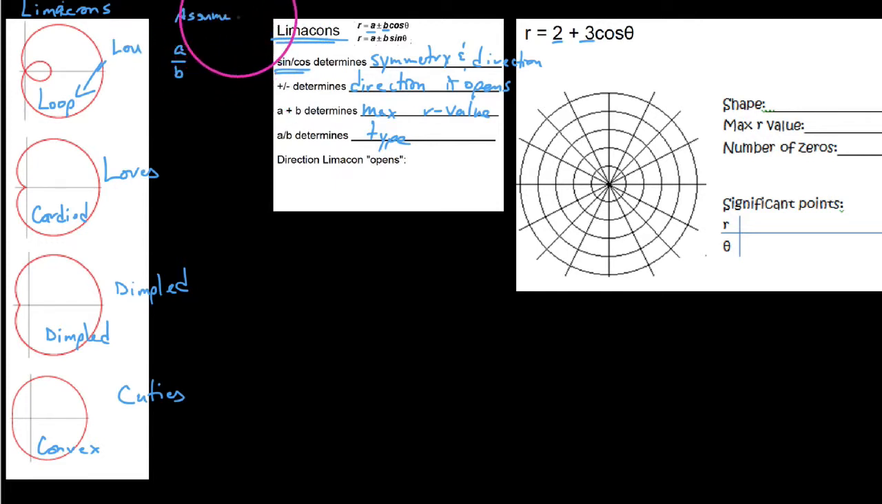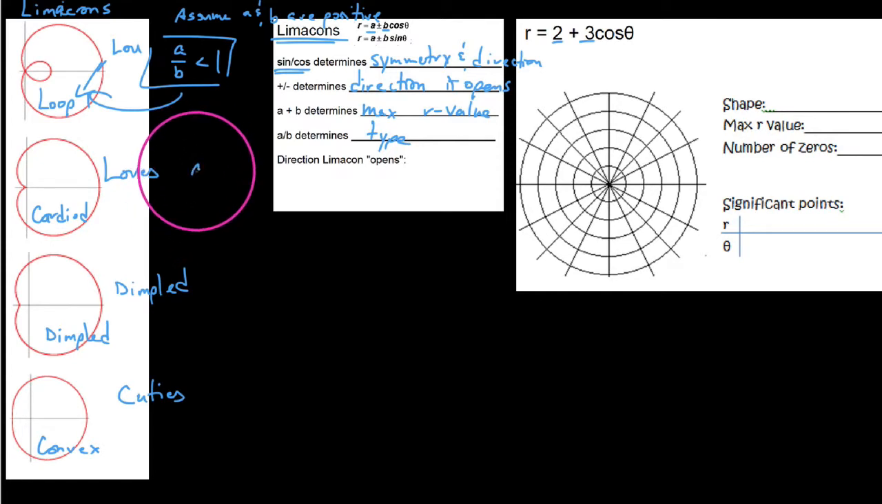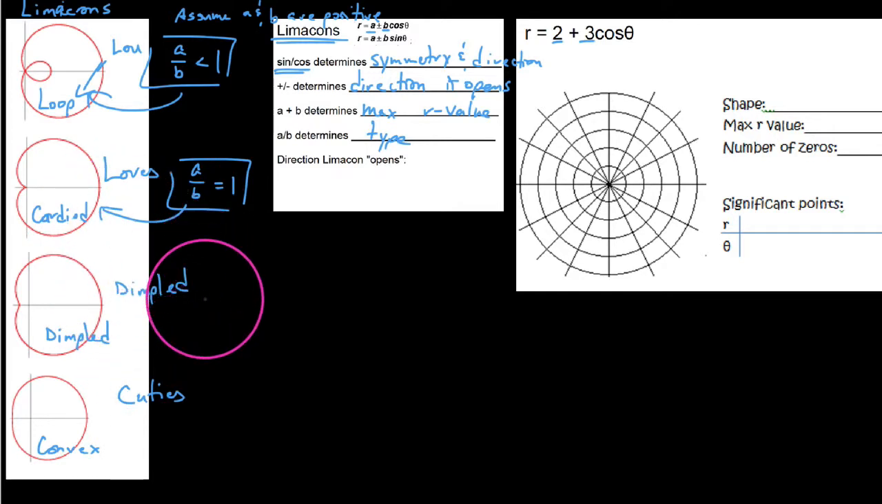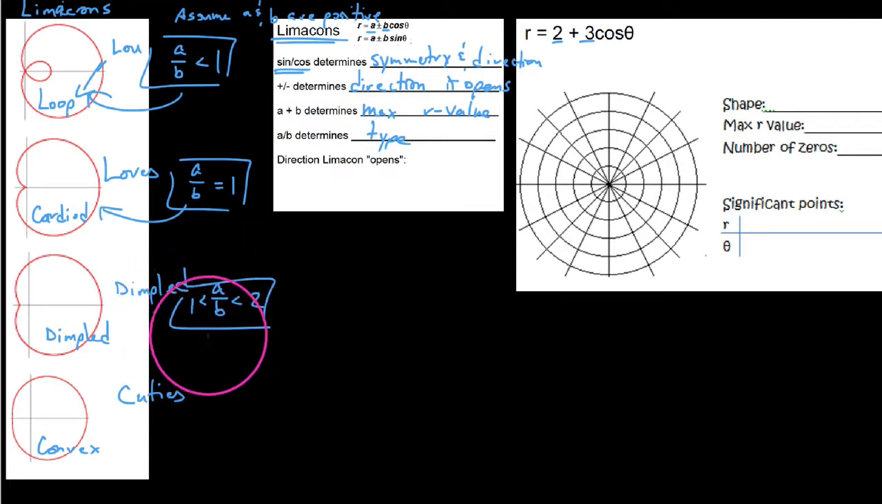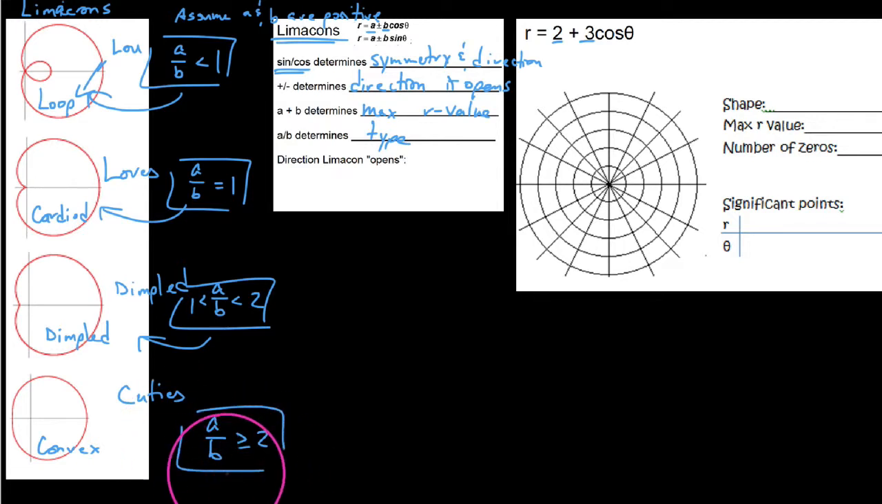Assume a and b are positive. If that is the case, then if a over b is less than 1, we are describing something that will give us a loop. If a over b is equal to 1, then we are describing something that gives us a cardioid, or heart-shaped thing. If a over b is bigger than 1 but less than 2, then we get something that is dimpled. And if it goes beyond, greater than or equal to 2, we get a convex shape.